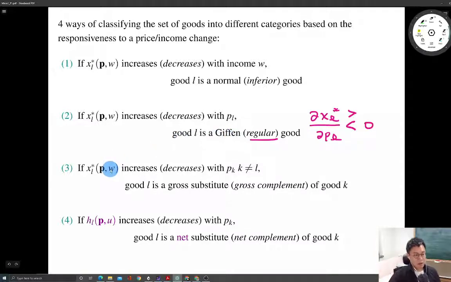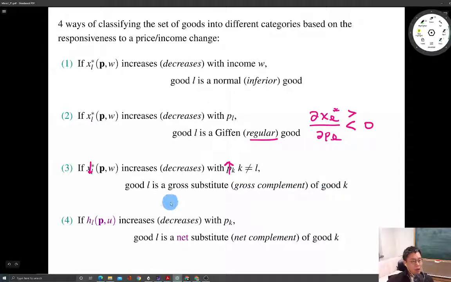And if the Walrasian demand for good L increases with the price of good K, then we say good L is a gross substitute of good K. If it decreases, we say good L is a gross complement of good K. So if P_K increases and the demand for good L decreases, they move in opposite directions, and we can see a complement relationship between good K and good L. But if they move in the same direction, so if good K becomes more expensive and we anticipate some transition from good K to good L, that means there is some substitutability between good K and good L. In that case, we say good L is a gross substitute of good K.